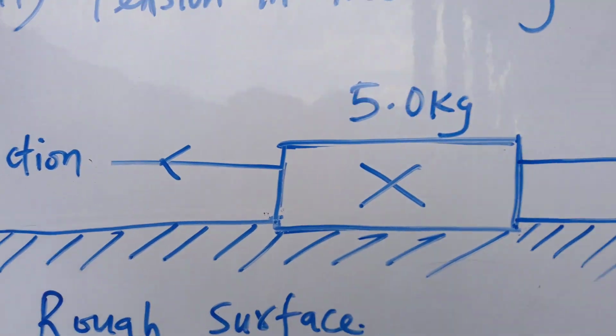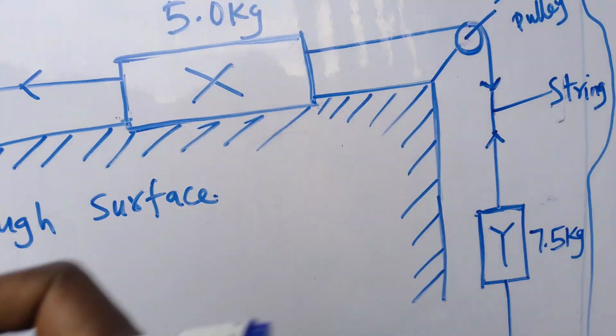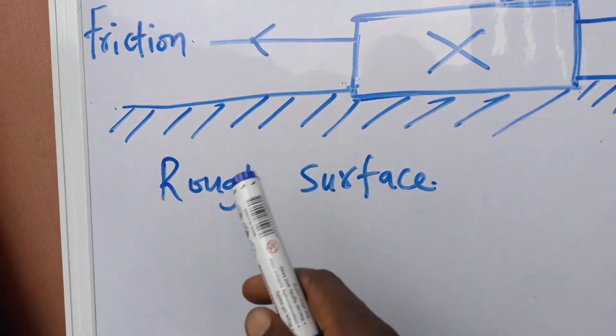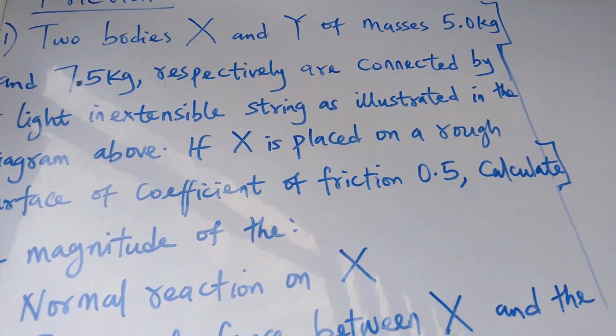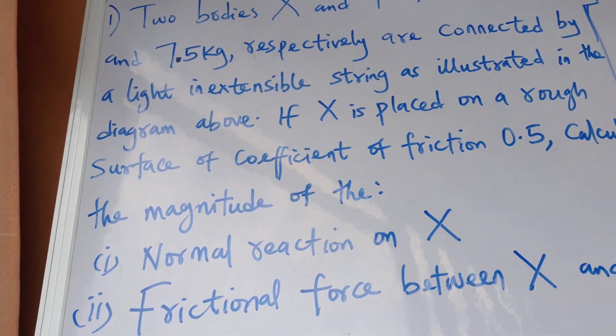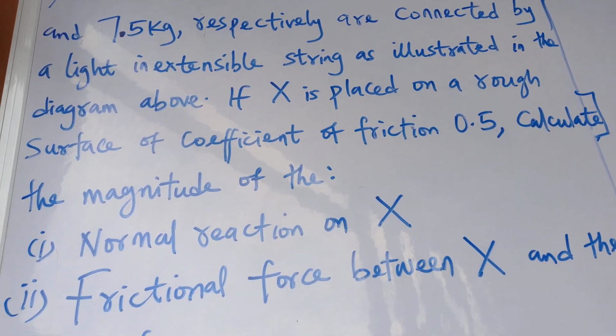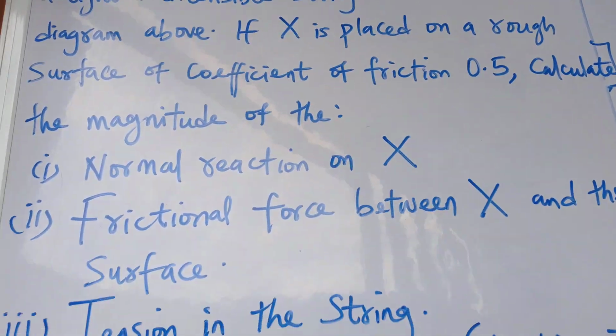So over here we have the frictional force acting. This is a smooth pulley and this is a rope, and then this is a rough surface. Okay, it goes on to say, if X is placed on a rough surface of coefficient of friction 0.5, the coefficient of friction of that surface is 0.5. It says calculate the magnitude of the normal reaction on X.